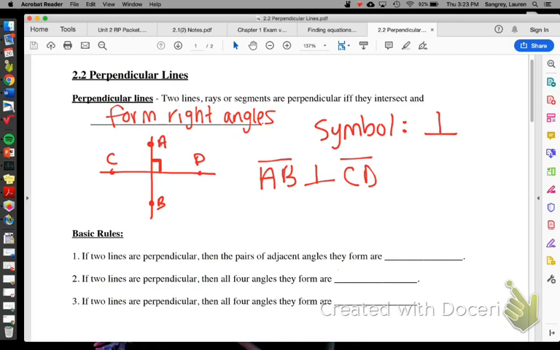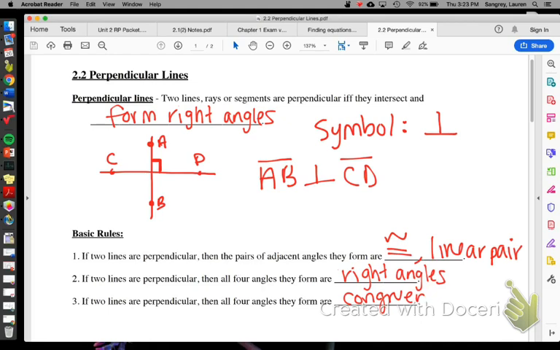A couple of rules. Number one, if two lines are perpendicular, then the pairs of adjacent angles they form are congruent, because we know that all right angles are congruent, but also they form a linear pair. Number two, if two lines are perpendicular, then all four angles that are formed are right angles. And that leads us to rule number 3. If they're all right angles, they all have to be congruent, because we know all right angles are congruent.